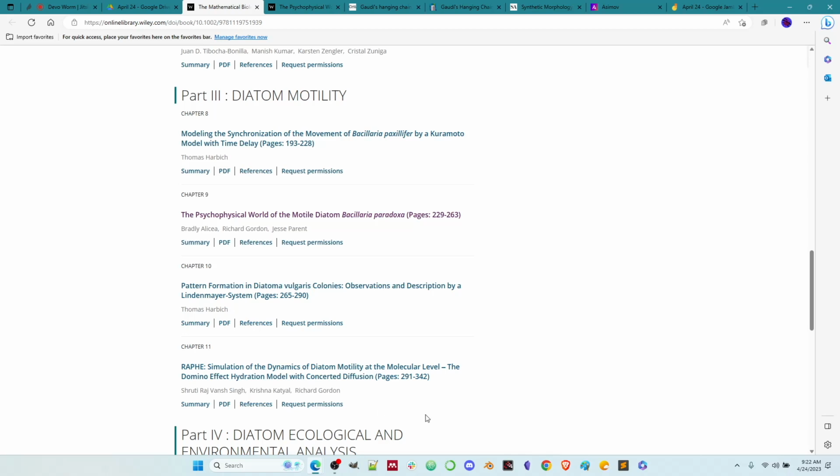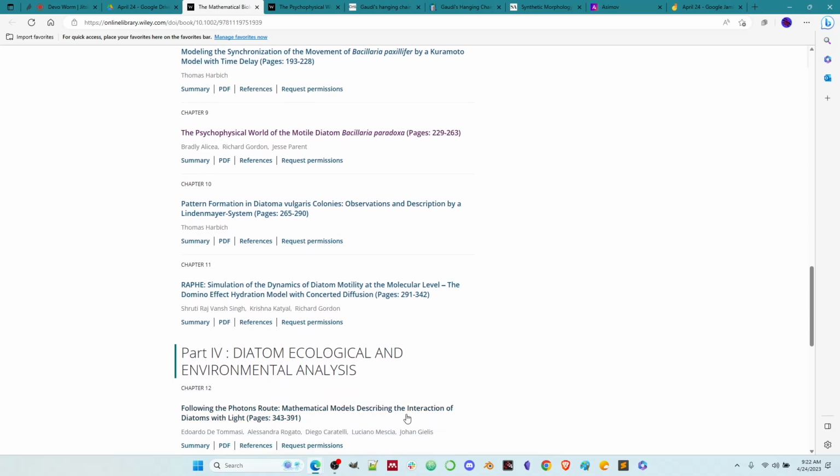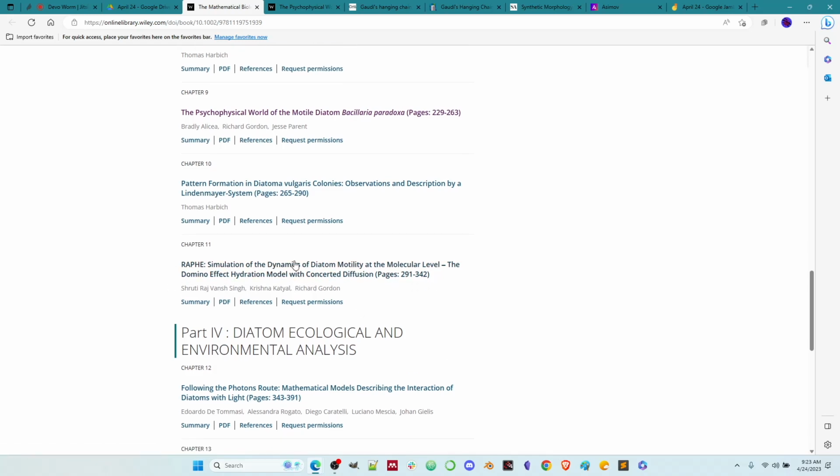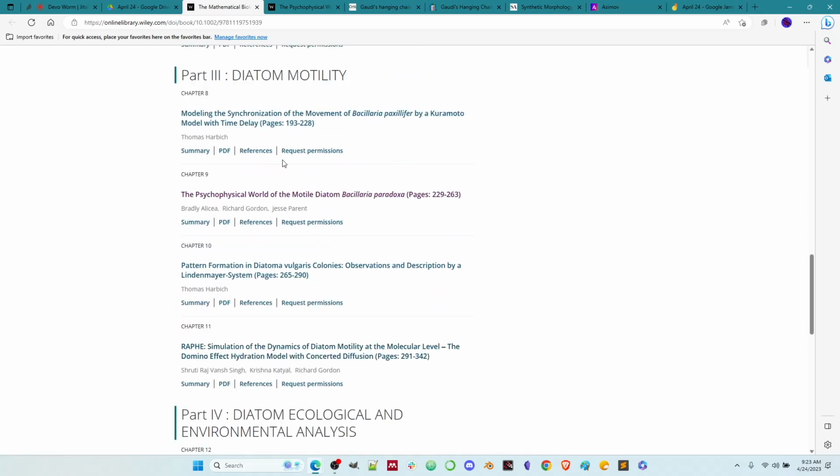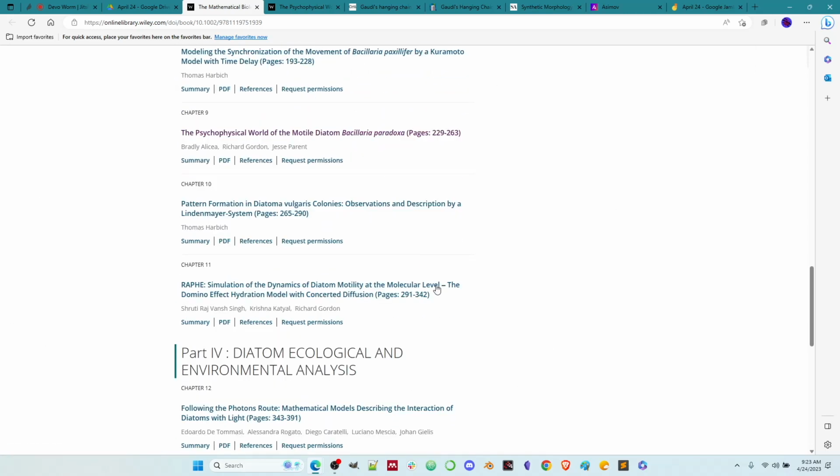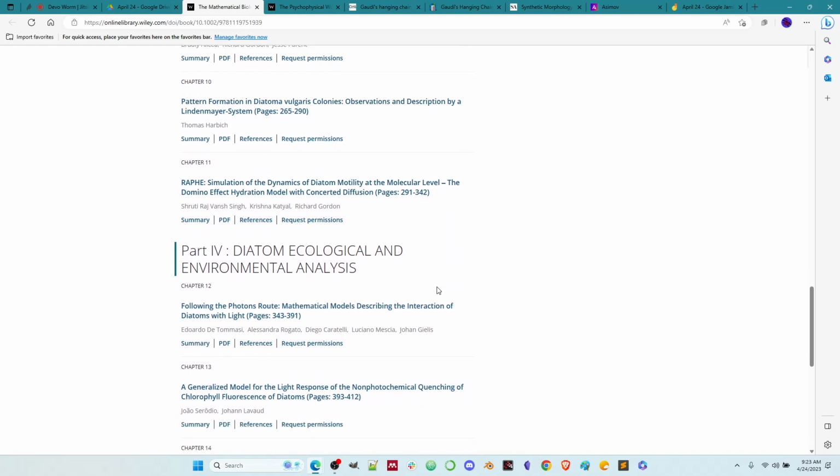And then Richard Gordon with Krishna Katyal and Shruti Rajvansh Singh, who have been in this group before. All three of them have been in this group. They did a paper on Raphe, which is simulation of the dynamics of diatom motility at the molecular level. The domino effect hydration model with concerted diffusion. So this is their model of diatom movement. So all four of these papers are really interesting. I would read all of them if you have time, if you can get access.